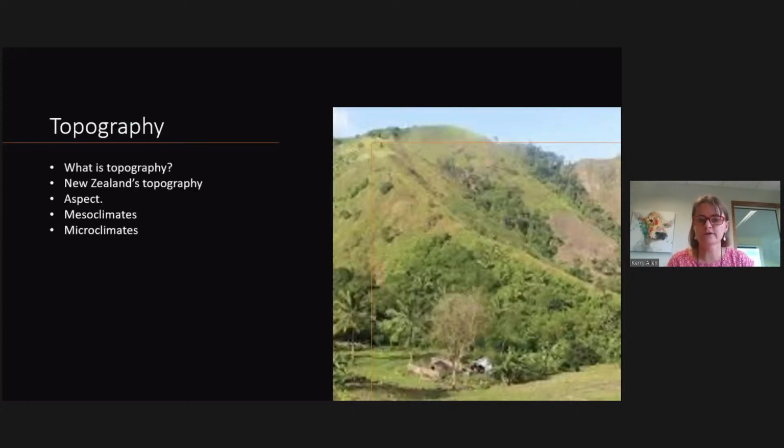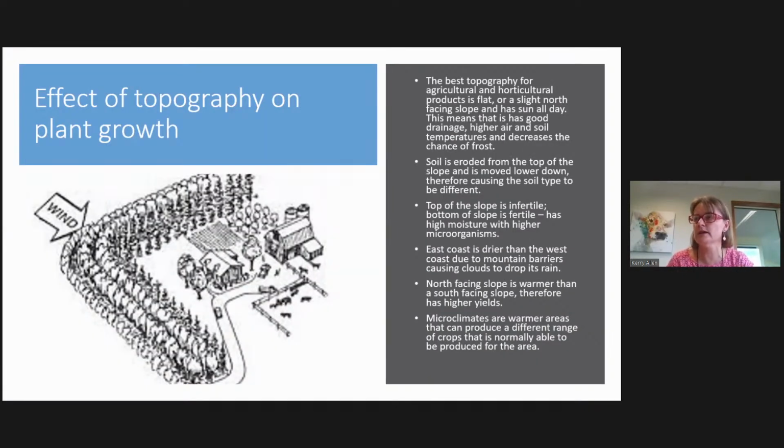Okay, so topography is the slope of the land and how it lies. So in New Zealand, we range from being very steep, so the high country in the South Island, to flat areas. So depending on where you are, depends on that topography. So we'll just go straight into the effect of topography on plant growth.